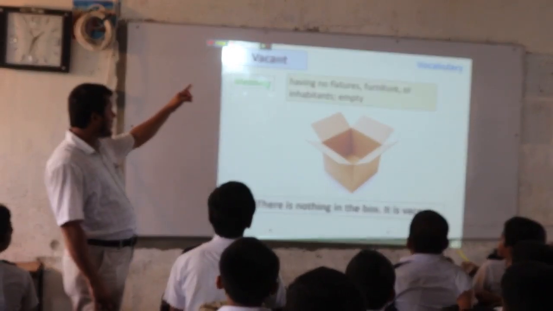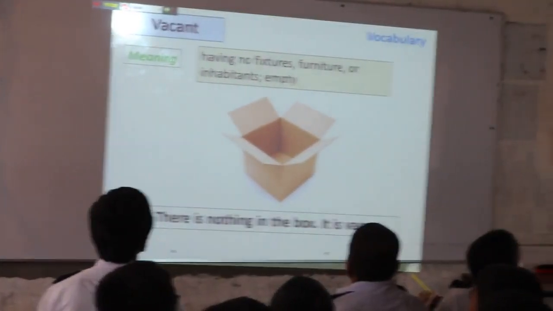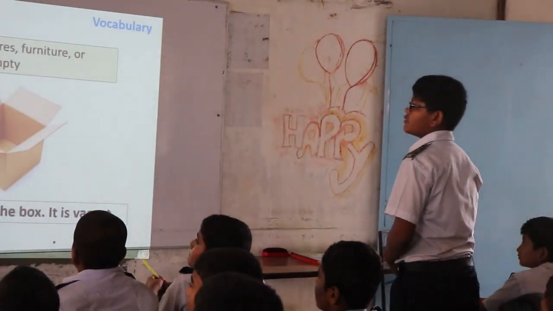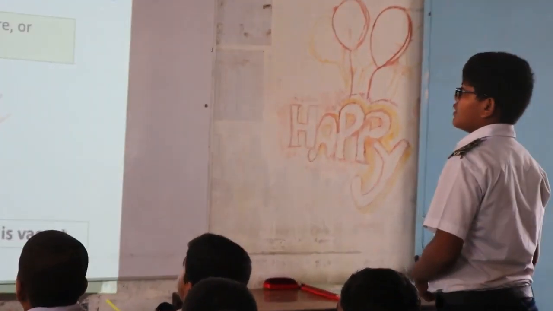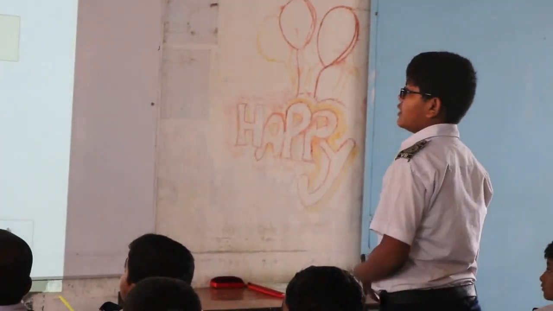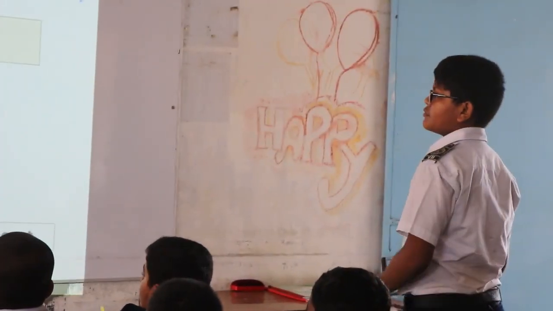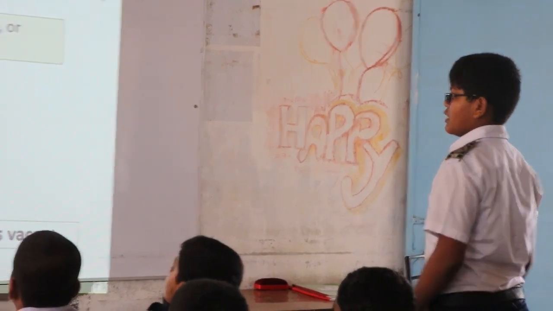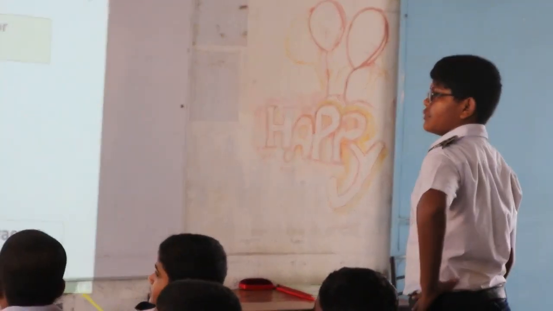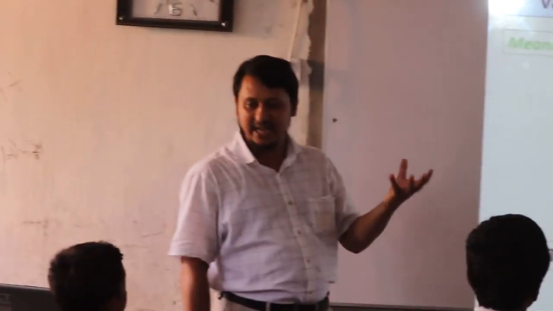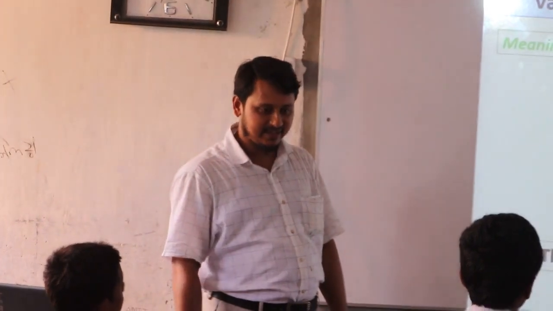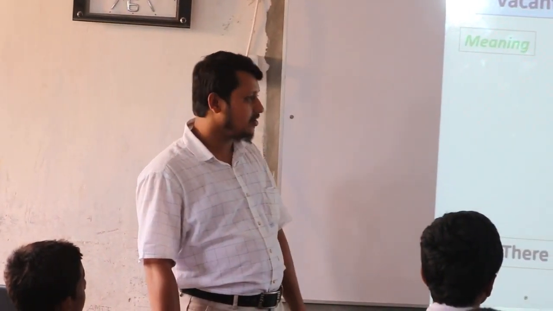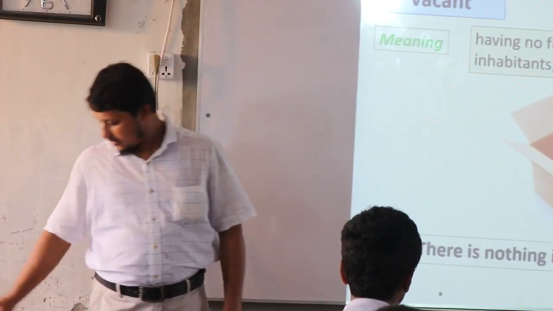There is a word. You stand up. Now pronounce it. Vacant. Vacant means having no features, furniture or inhabitants. Empty. There is nothing in the box. Do you find anything in the box? No. There is nothing in the box. So it is vacant. That means empty. So vacant means empty. Empty is a synonym of vacant. Isn't it? Yes, sir. Okay.